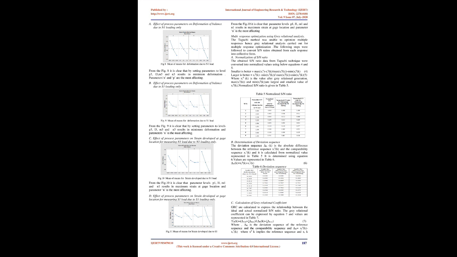B. Effect of process parameters on deformation of balance due to S1 loading only. From Fig. 9 it is clear that setting parameters to levels P3, L3, M3, and N3 results in minimum deformation, and parameter N is the most affecting. C. Effect of process parameters on strain developed at gauge location for measuring N1 load due to N1 loading only. From Fig. 10 it is clear that parameter levels P1, L1, M1, and N1 result in maximum strain at gauge location, and parameter N is the most affecting. D. Effect of process parameters on strain developed at gauge location for measuring S1 load due to S1 loading only. From Fig. 10 it is clear that parameter levels P1, L1, M1, and N1 result in maximum strain at gauge location, and parameter N is the most affecting.